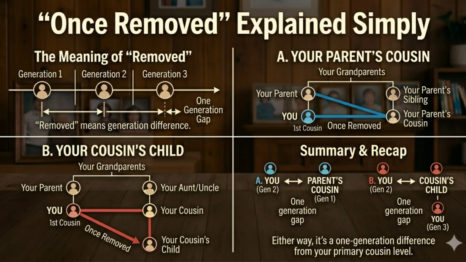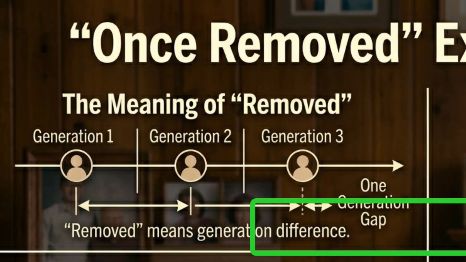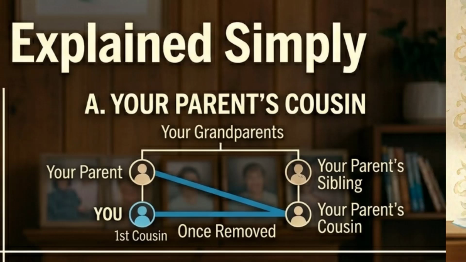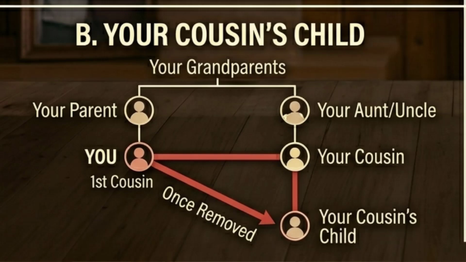Once removed, explained simply. Removed means generation difference. Your parent's cousin is your cousin once removed. Your cousin's child is also your cousin once removed.